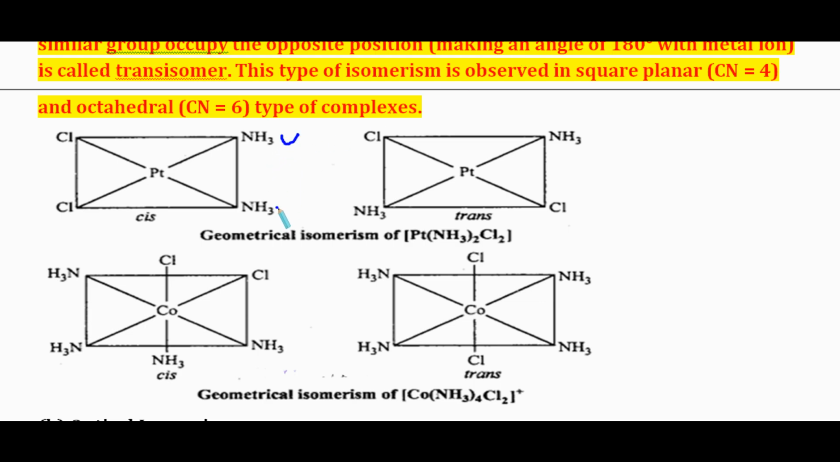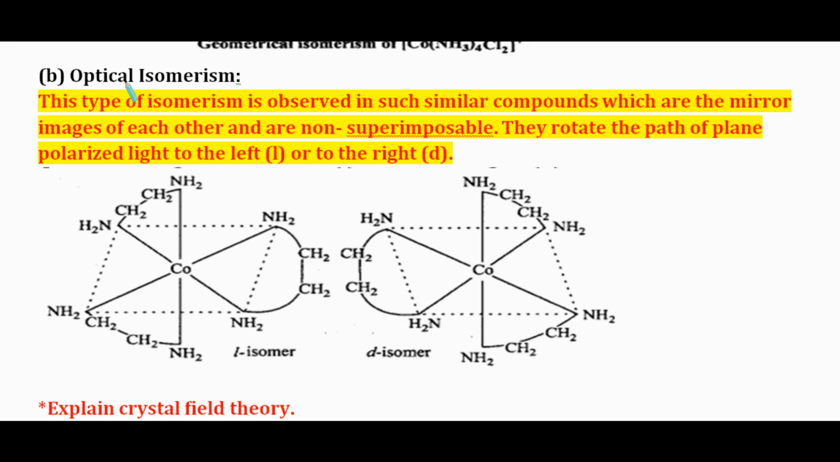Now see the examples. NH3 and NH3 are at 90 degrees, so it is cis. NH3 and NH3 have an angle of 180 degrees, so they are trans. In this, NH3 and NH3 have an angle of 90 degrees. This structure is cis, and यहाँ NH3 and NH3 they are opposite to each other and form an angle of 180 degrees, so they are in trans position.